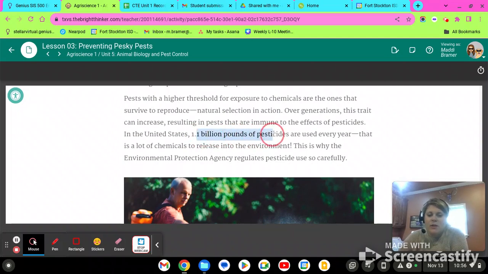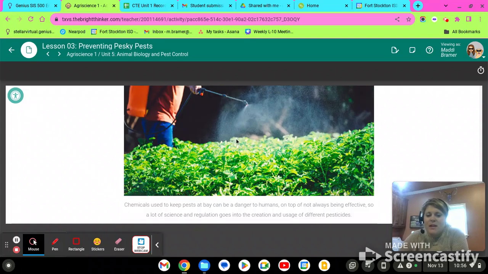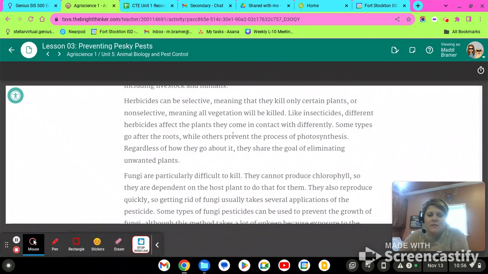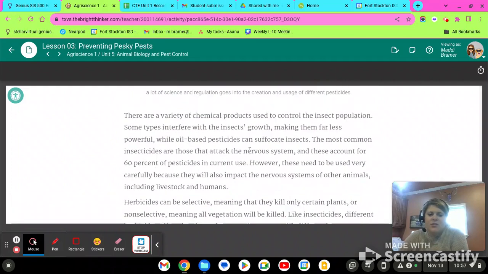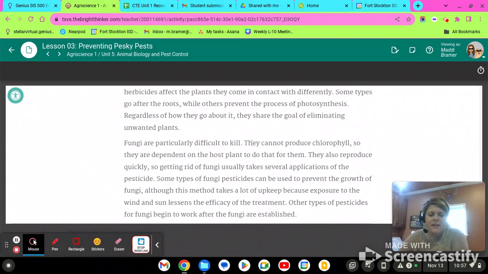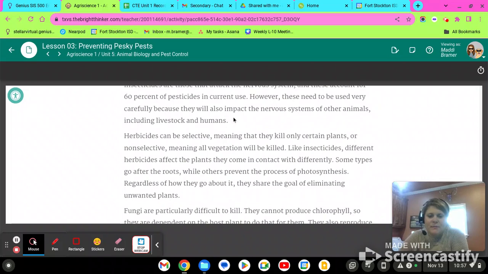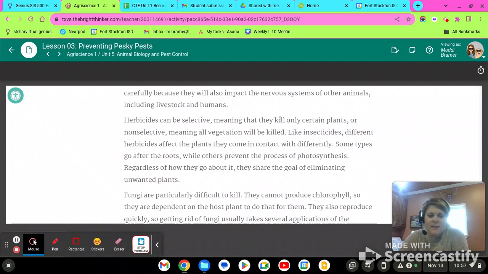It says in the U.S., 1.1 billion pounds of pesticides are used every year. That's a lot of chemicals released into the environment, and that's why the EPA regulates it so carefully. All right. So last, we'll talk about each type of pesticide briefly. Insecticides are going to help kill the insects, but remember they can become resistant to those. And you have to be careful because they can affect livestock and humans. Herbicides can be selective, only killing certain plants, or non-selective.